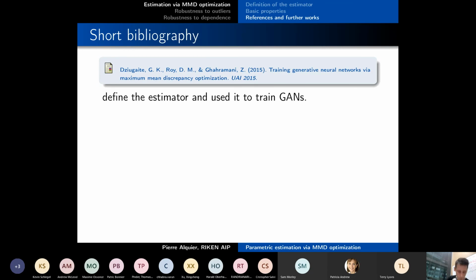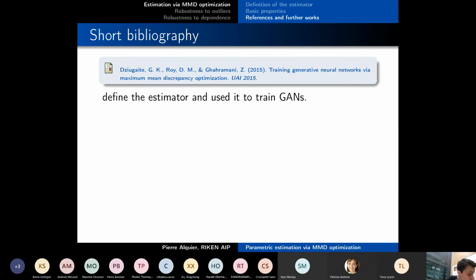I just want to give a few references because actually we are not the first to think about this method. This method was used in a paper written 5 years ago by Dziugaite et al., where they used it to train generative neural networks.